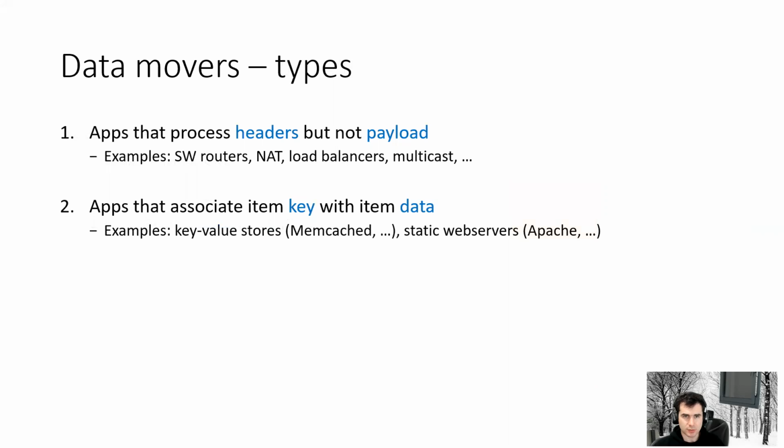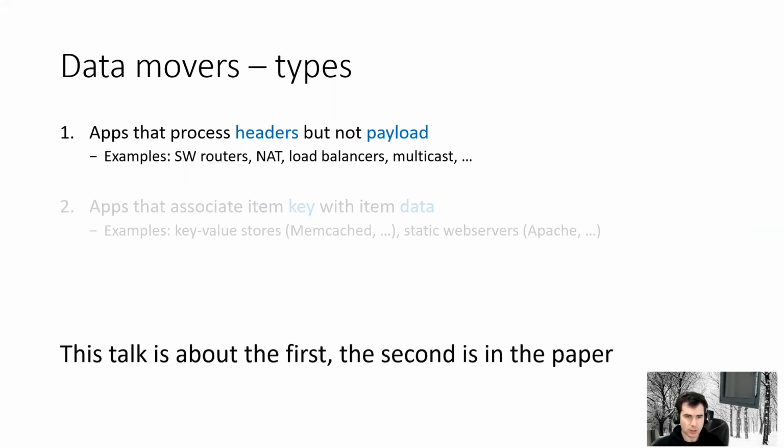There are two main types of data mover applications. First, there are applications that process packet headers, but not packet payload, such as network functions like routers, NAT, load balancers, and multicast applications. Second, there are applications that associate item key with item data, such as key value stores like memcached and static web servers like Apache. In this talk, we focus on the first class, and in the paper, you can find details about the second class.